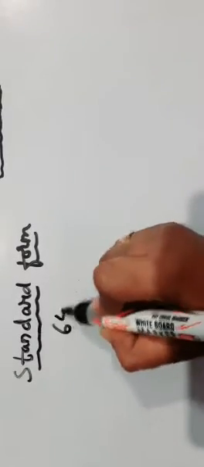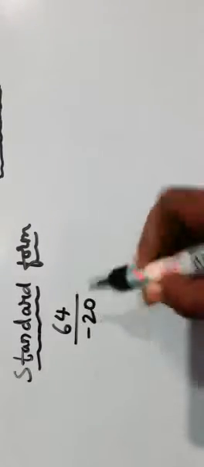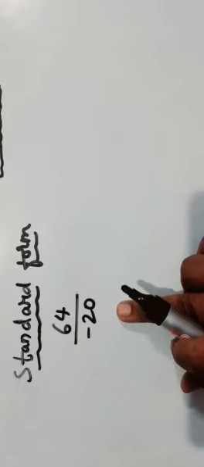Suppose 64 divided by minus 20 is the rational number. Children, here the rational number 64 by minus 20 is not in the standard form because the denominator is negative as well as 64 and 20 are not in the simplest form. So, the first step what we do is we convert a denominator which is negative into positive.